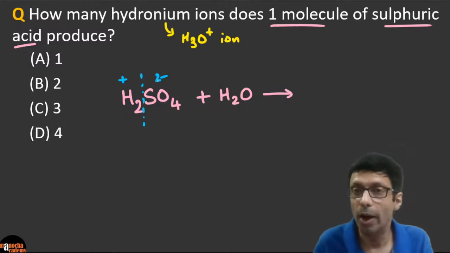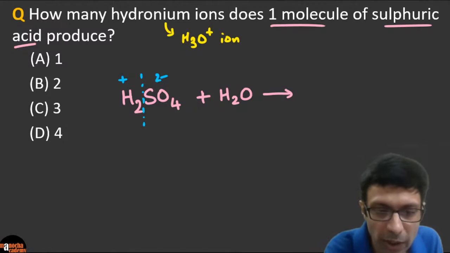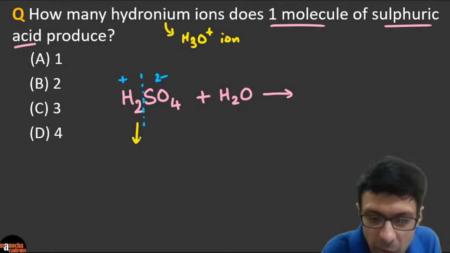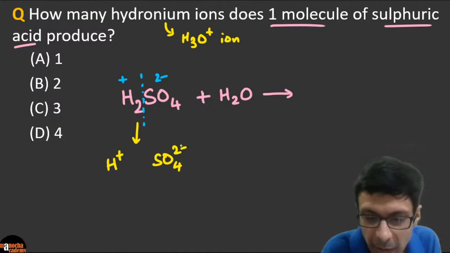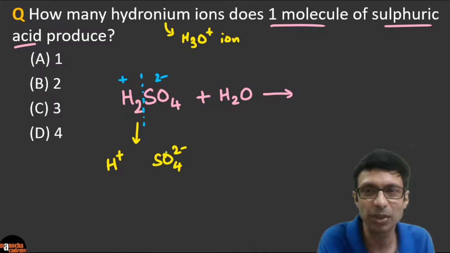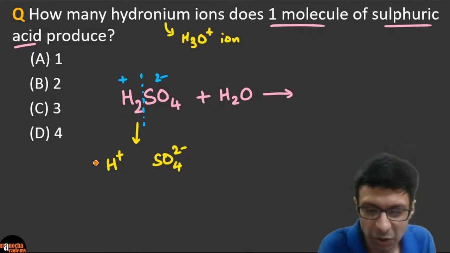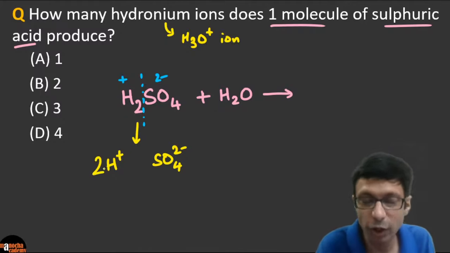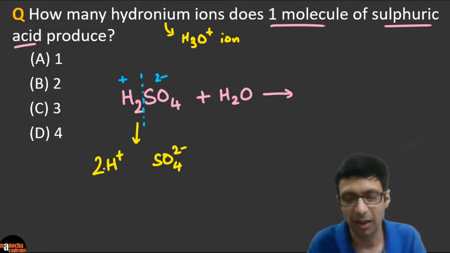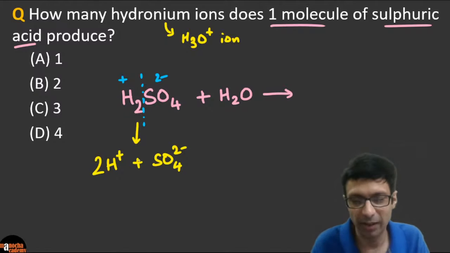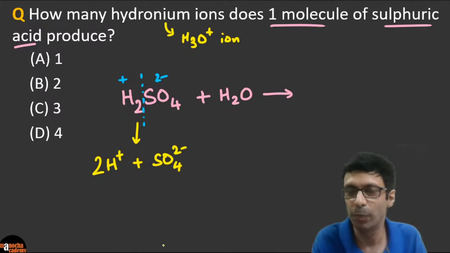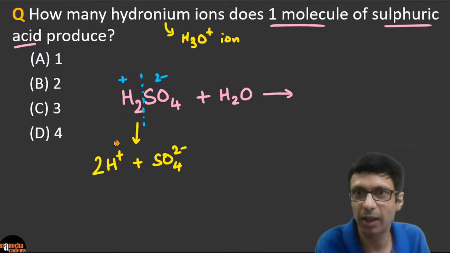Okay, so one molecule of sulfuric acid, it is able to give how many? If you take a look here, this is going to break down into H plus and sulfate 2 minus, but one molecule contains how many hydrogen atoms? Take a careful look, guys. One molecule of sulfuric acid contains 2 hydrogen atoms. So one molecule gives 2 H plus and a sulfate ion, right? Can you see? And the charge is also balancing, 2 into plus 1, the positive charge, and minus 2.